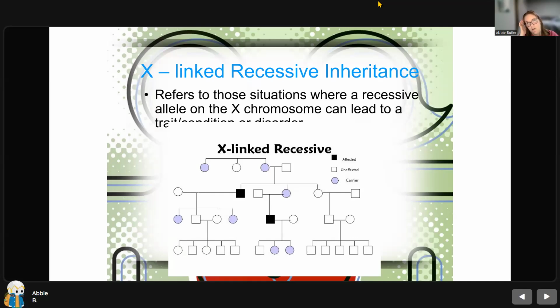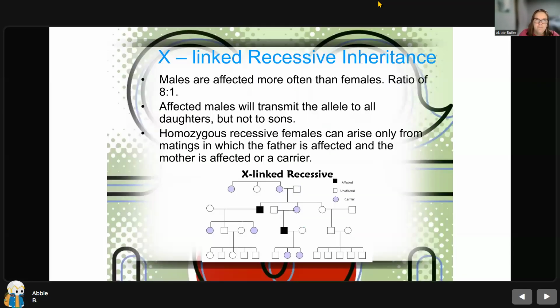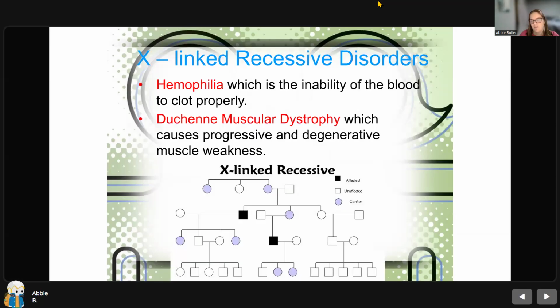Sex-linked recessive, it's much more common to be a male who's affected than a female, because they only need one allele to have it. So X little b Y, for example. Males have an 8-to-1 ratio of being more likely to have it than females. And they transmit the allele to all their daughters, but none of their sons, because a male would pass the Y to the sons. Homozygous recessive females can arise only from mating in which the father is affected and the mother is affected or she's a carrier. So she'd have to be like X little h Y, X little h, X little h, or X big H, X little h, crossed with X little h.